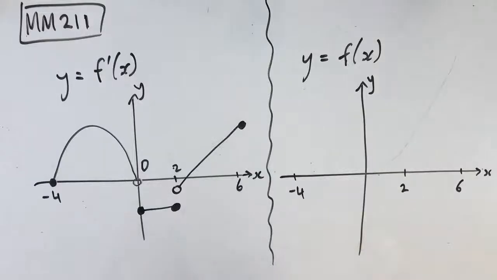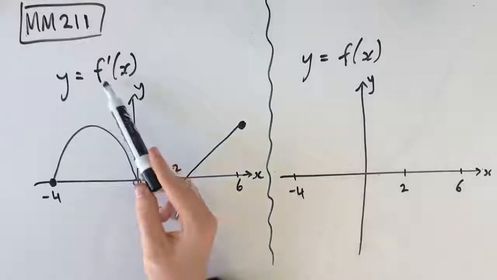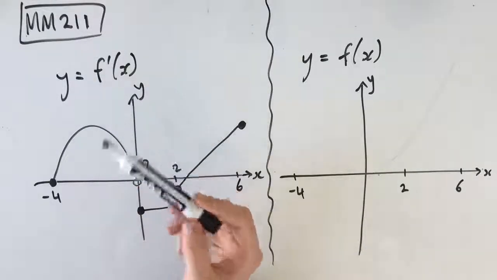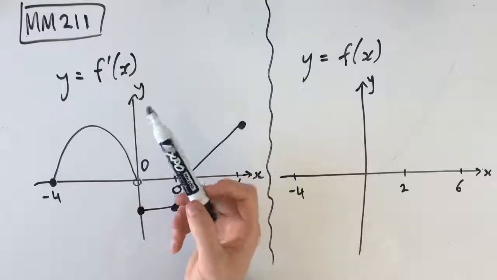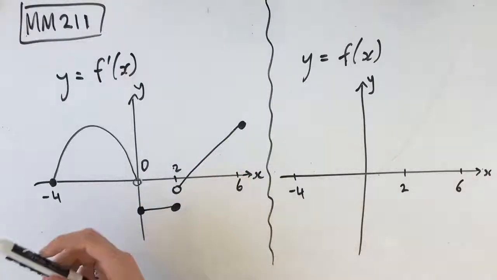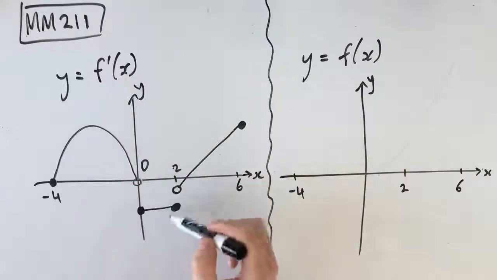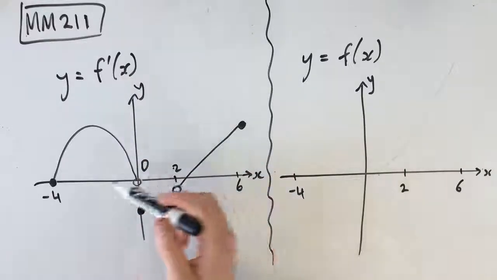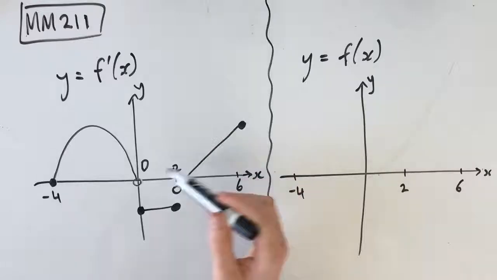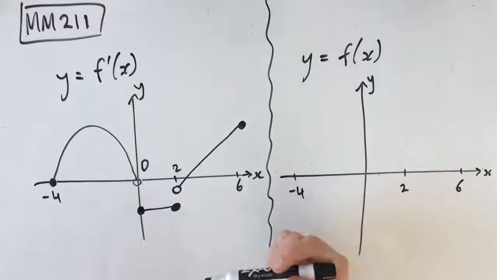First things first to recognize is that f dash of x is our derivative function or our gradient function, right? So what this means is each one of these functions here, so this is a hybrid function, each one of these functions represents the gradient of the original function, okay?